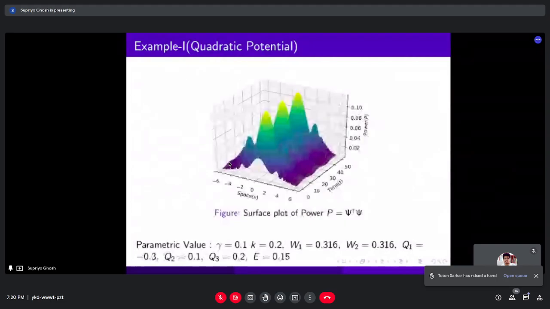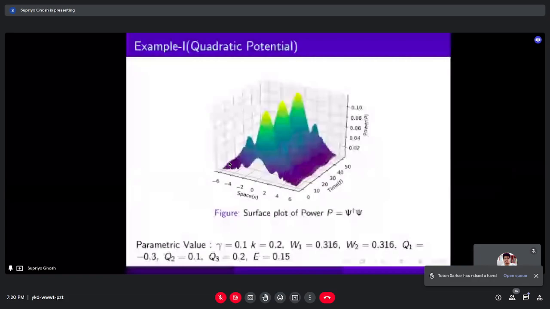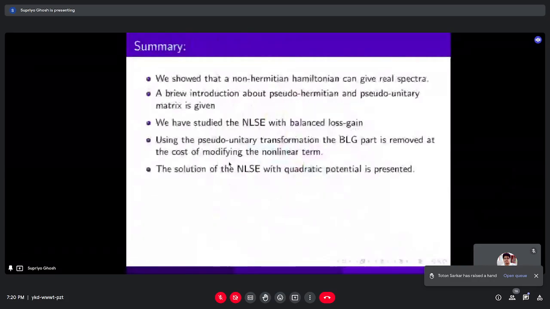So in summary, we have shown that a non-Hermitian Hamiltonian can give real spectra. I have given a brief introduction about pseudo-Hermitian and pseudo-unitary matrices, and then we introduced the nonlinear Schrodinger equation with balanced loss and gain. Using a pseudo-unitary transformation, the balanced loss-gain part is removed at the cost of modifying the nonlinear term, and then, considering a similarity transformation, we solved this nonlinear Schrodinger equation and presented a solution with quadratic potential.